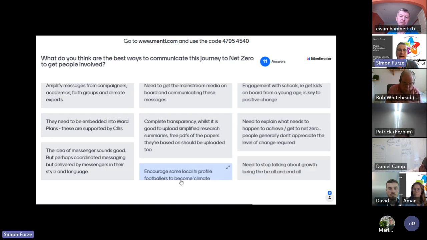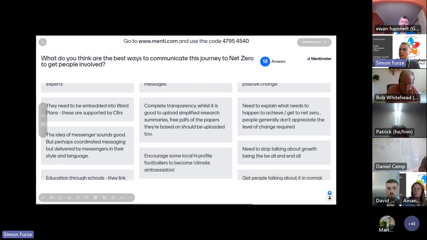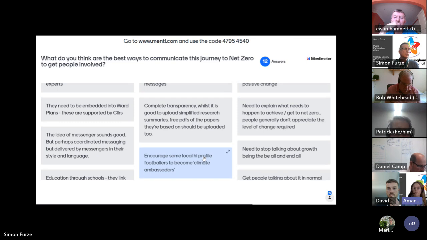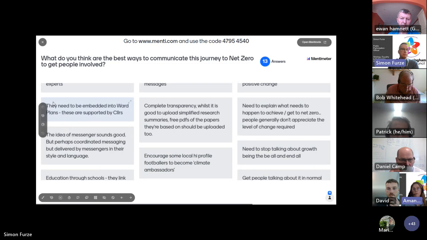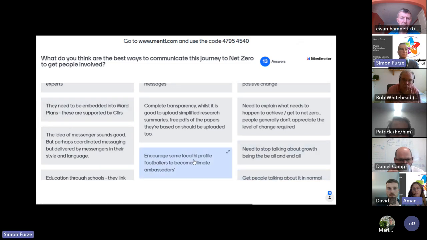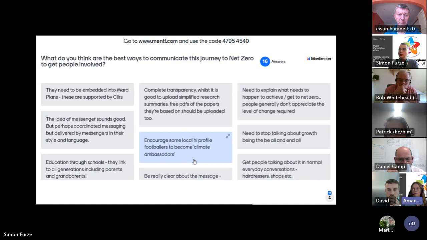Need to be embedded in ward plans, absolutely. Mm-hmm. Anything that you've got in the chat that you want, bring up, Amanda. So Patrick's looking for some sort of dynamic way. Just tell everyone that people are dying from climate change. Yeah. You know, but what else have we got here? Someone's mentioned fly tipping again. Have a climate change festival every year. Patrick says might be a good idea. Yeah, it's a great idea.